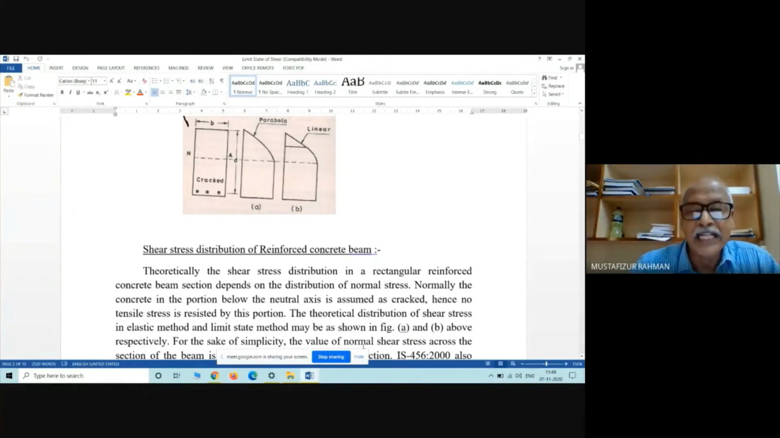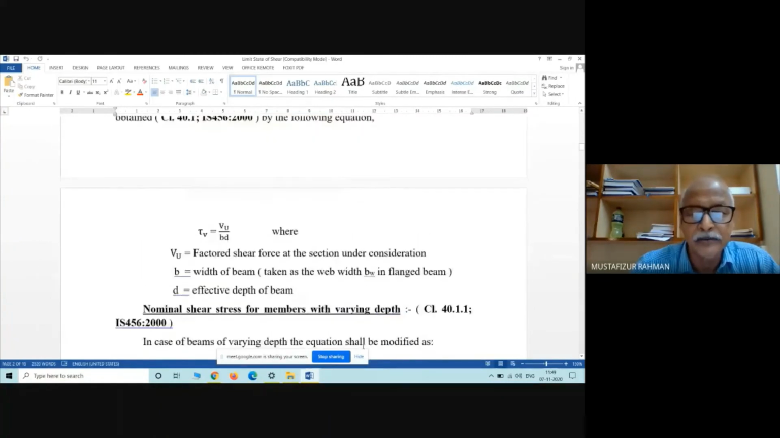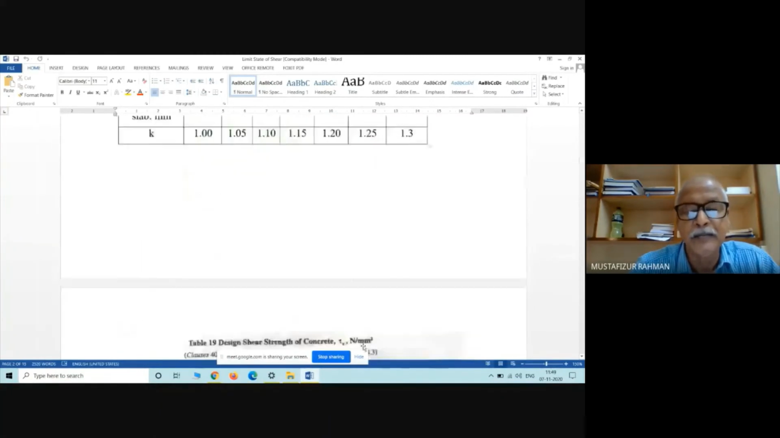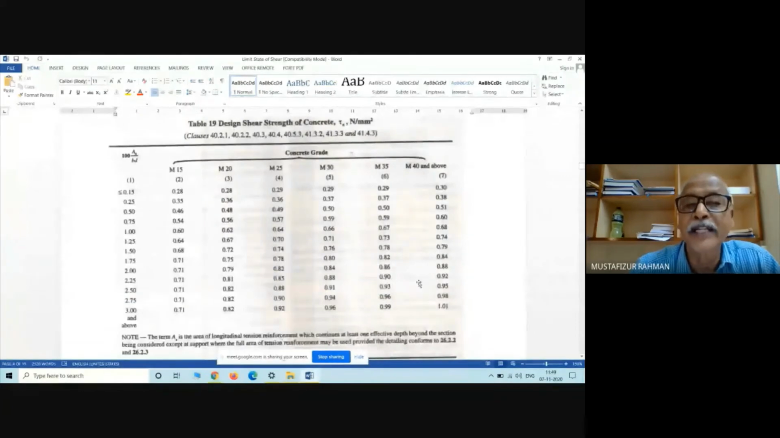Now, in IS 456, there is a table. This is the table. Table 19, shear strength, tau C. So the first column represents 100 AST by bd. That means percentage of steel, the percentage of steel that is provided near the support. Then we utilize the type of concrete. Say it is M20 concrete.